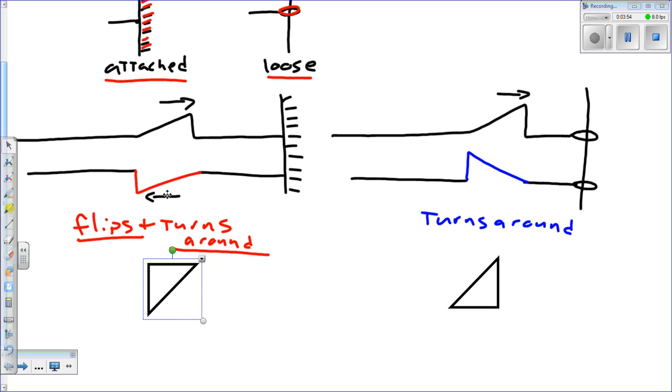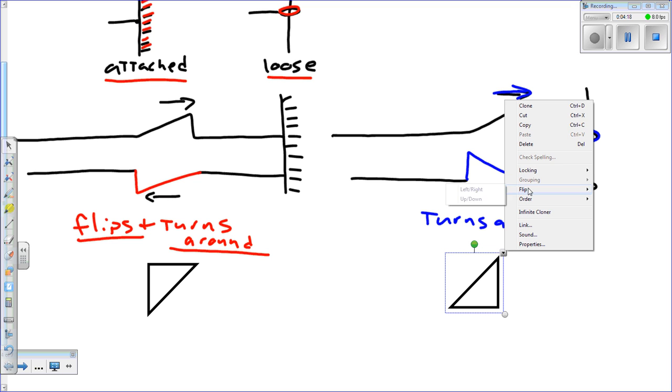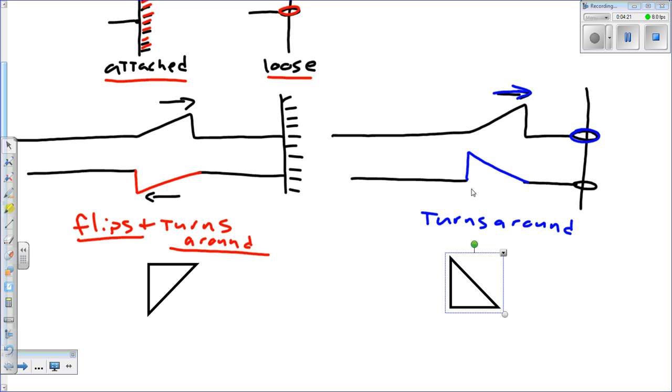Okay, now over here, if I have this thing on a free end, what happens is it doesn't flip because the ring basically goes up and down. The end of the wave, the end of the material is allowed to move freely, and so it doesn't flip. It's not forced to go the other way. And so it just turns around. So I go flip, left, right. It turns around and keeps going. Because of the free end, it's not forced to go the other way. It's not forced to turn upside down. Okay.